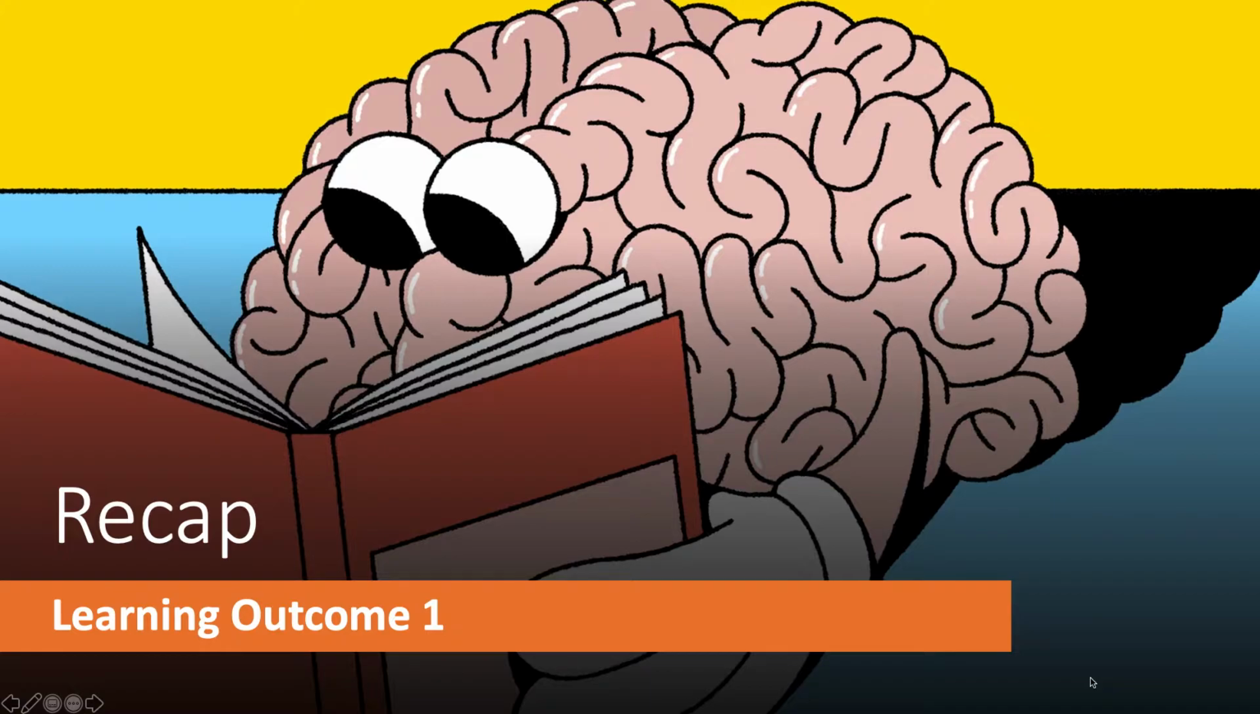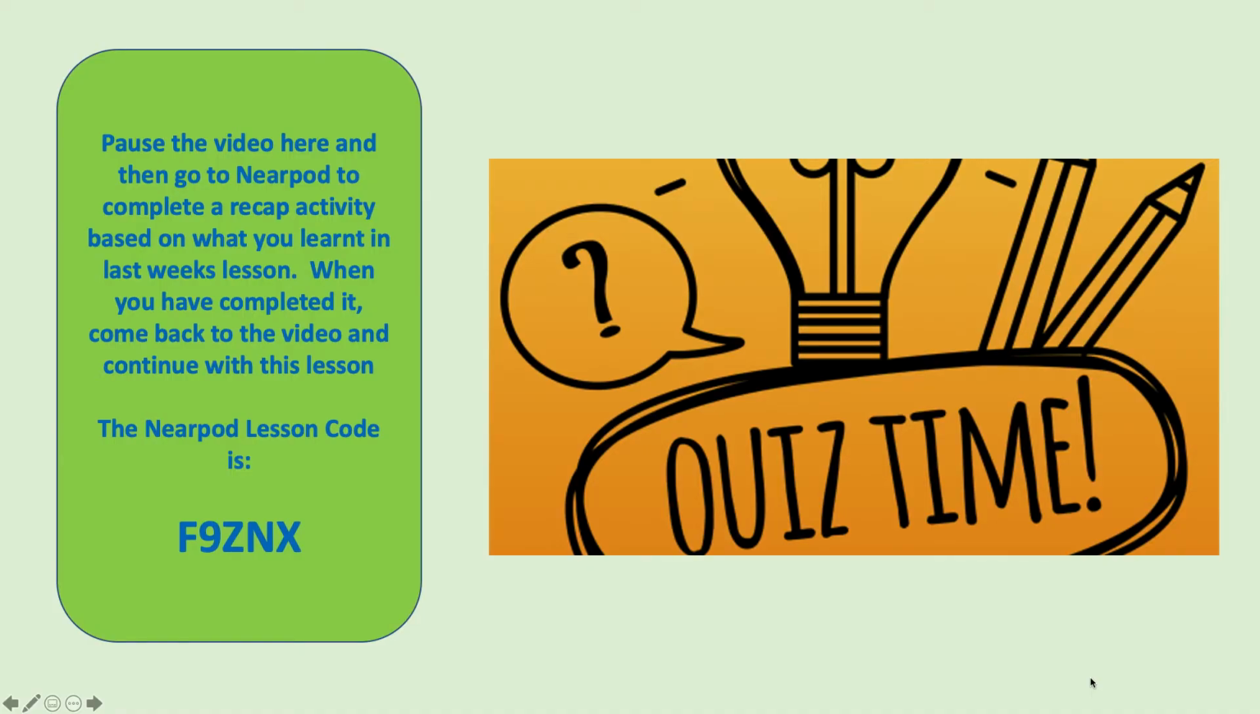So let's move on to looking at our first learning outcome, which is a recap activity based on what we did last week. So in a moment, I want you to pause this video and then go to Nearpod, where you'll complete a recap activity. This is all based on what we did last week. So if you were in for the lesson and if you completed the online exam prep lesson, then you should have no problems in completing this Nearpod. The lesson code that you need is F9ZNX. So if you can all pause the video now and then go to Nearpod and complete the recap activity, and then when you come back, just continue with this video. Good luck, everyone.